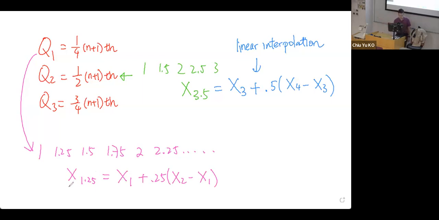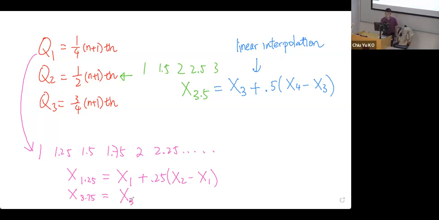And similarly, if you get, say, 3.75, then what we're going to do is x3 plus 3/4 of (x4 minus x3). Is that clear what we're doing? And actually it's the same for Q3 as well. Because we divide by 4, the decimal must be 0, 0.25, 0.5, or 0.75. But anyway, this doesn't have to be a quarter. Anything actually will work.